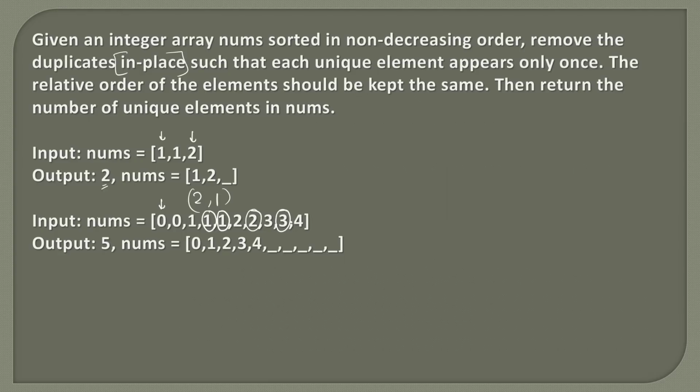So after the removal of duplicates, if we count the unique elements, we get 1, 2, 3, 4 and 5 elements. So our output is 5 and we have to modify the array in place. So at the start 0 comes, then 1 comes, then 2, then 3 and then 4. So the relative order is maintained and the rest of the elements are just ignored. So let's move ahead and see how we can solve this problem.